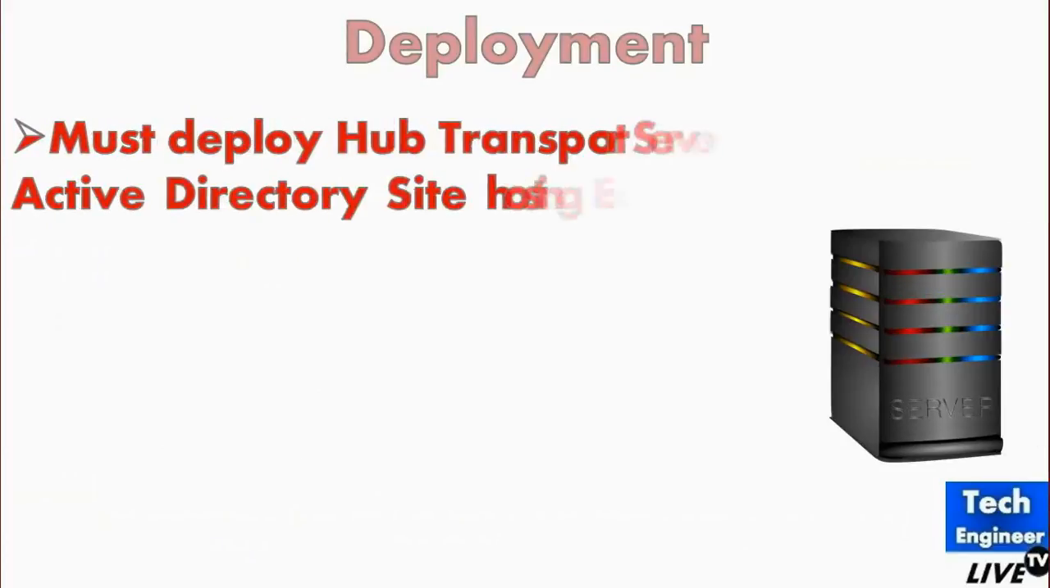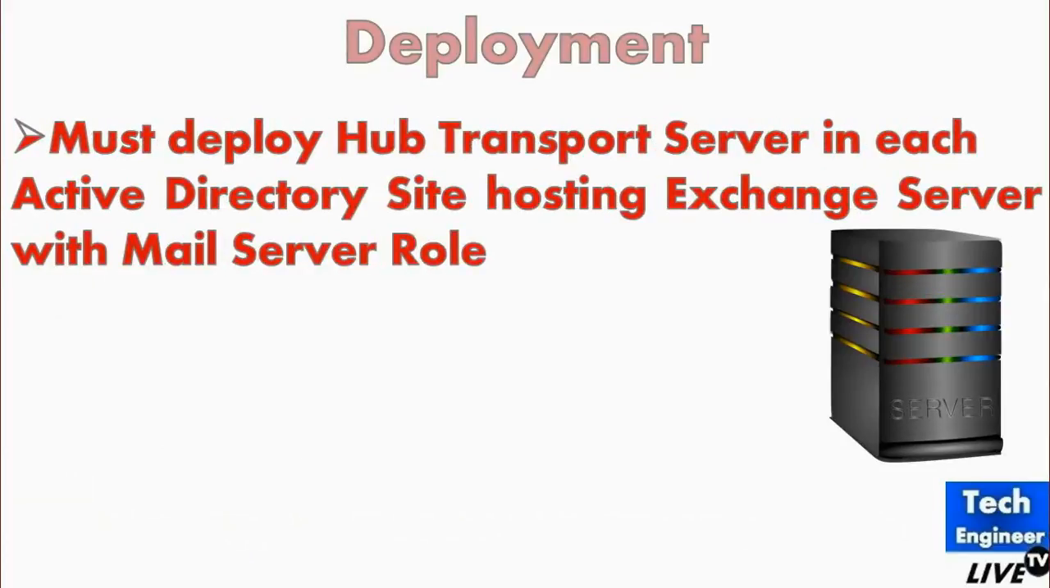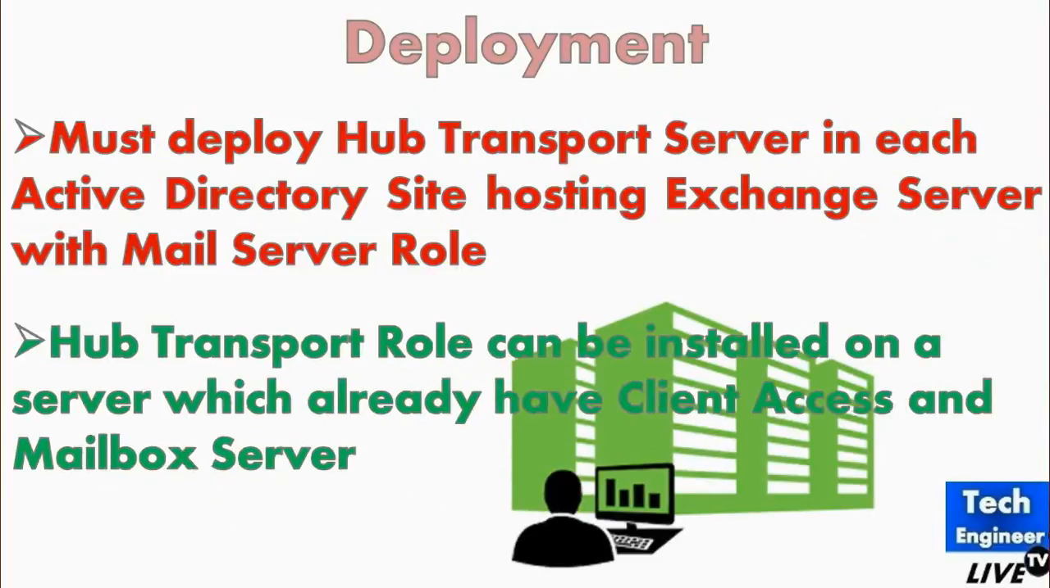Now, deployment: you must deploy an edge transport server in each Active Directory site hosting an Exchange server with the mail server role. That is the mandatory deployment. But if you have a very small organization, in that case you can use the hub transport role. You can use the same client access server or mailbox server in the Exchange server to install the hub transport role. For example, if you are using one Exchange server.